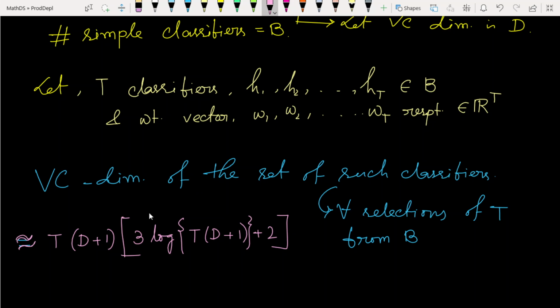I'm not going to discuss how this formula has come. If you're interested, just search it on Google. You can easily find it. There are various books and literatures available already. Just using this formula.